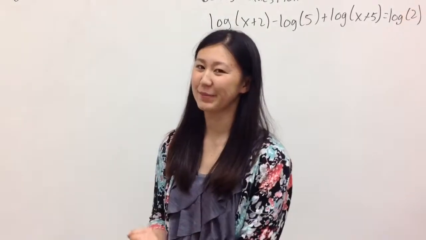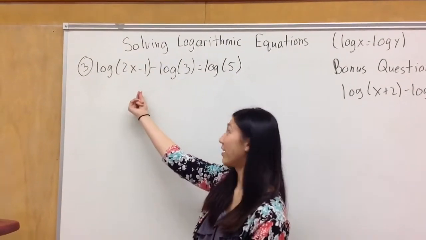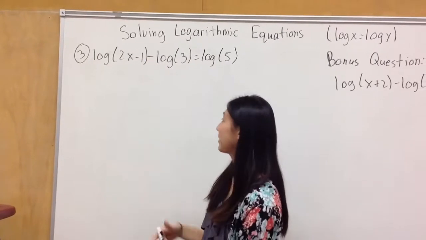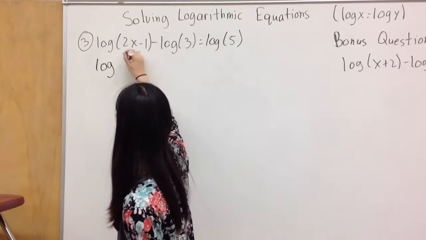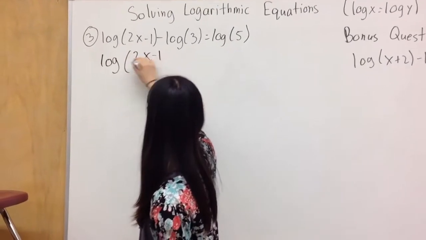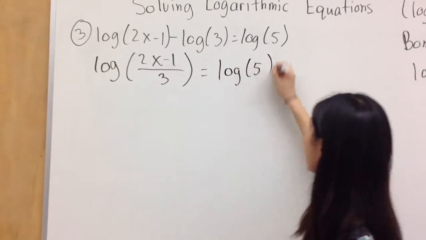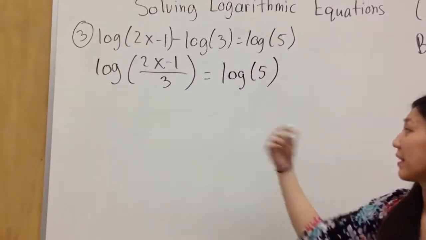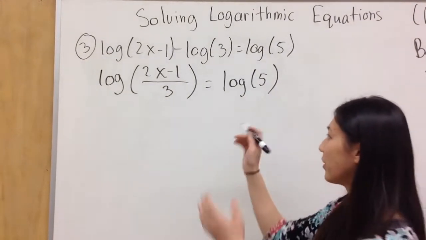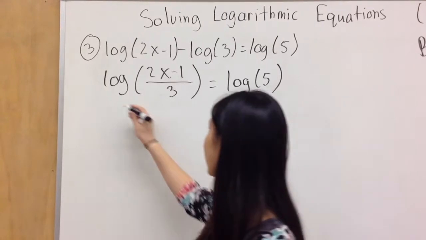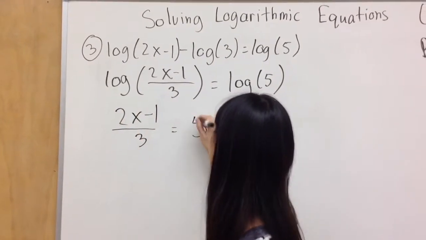So here's our last example before the bonus question. So again, we're going to condense these logs here. We have a minus this time, so that means we're dividing. So we have log of 2x minus 1 all over 3 is equal to log of 5. So now we have what we want. We have it set up exactly how we want it to be set up. So we're once again going to take off the logs and solve. So we have 2x minus 1 all over 3 is equal to 5.